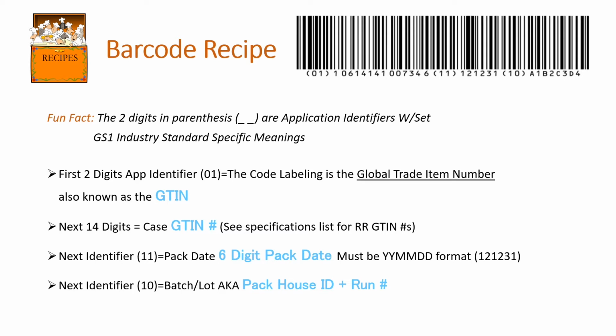The next application identifier for us, we always use 11, which indicates this is our 6-digit pack date. Now for this, we must follow the date format of year, month, day. That needs to be consistent. Just a note there. And the next application identifier is the batch/lot code for us, also known as the pack house ID and run number.